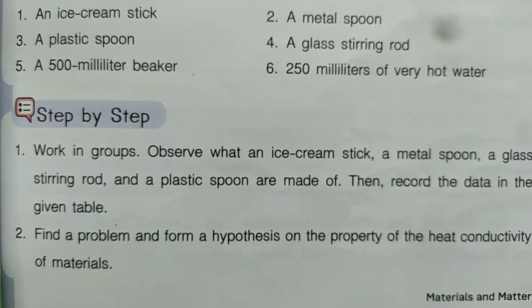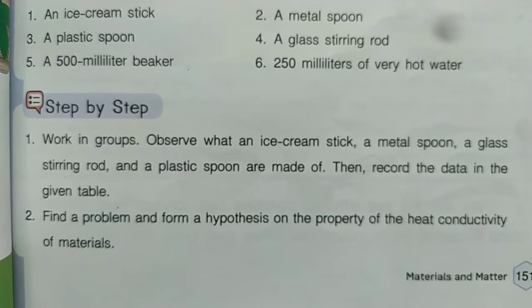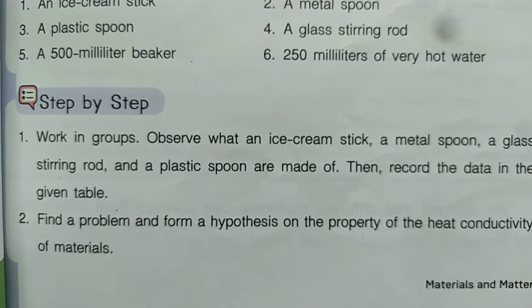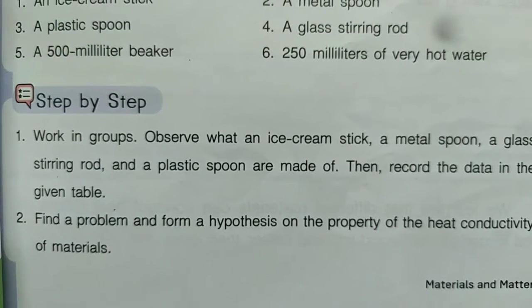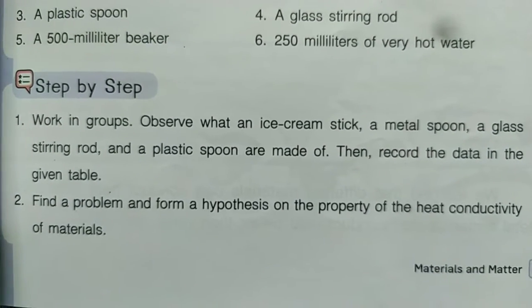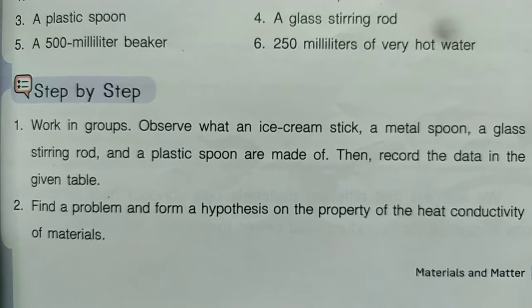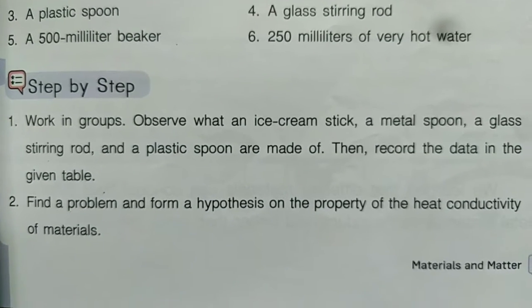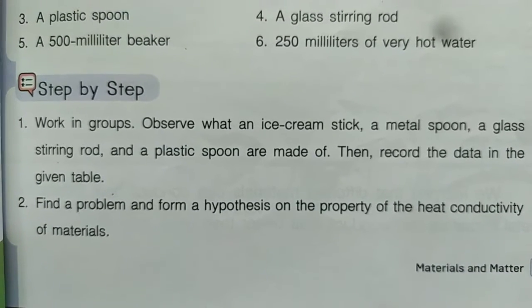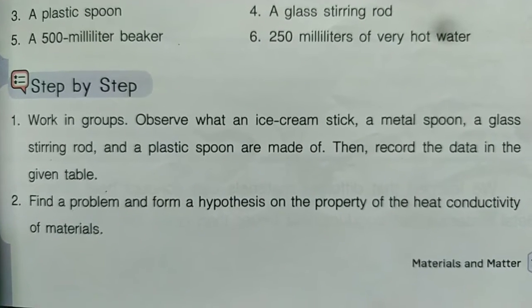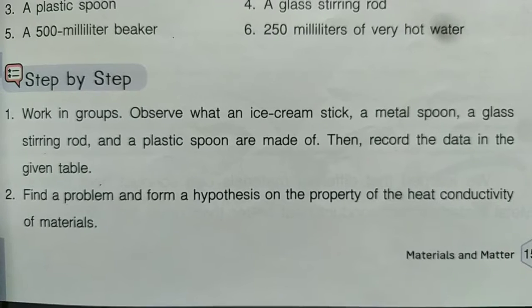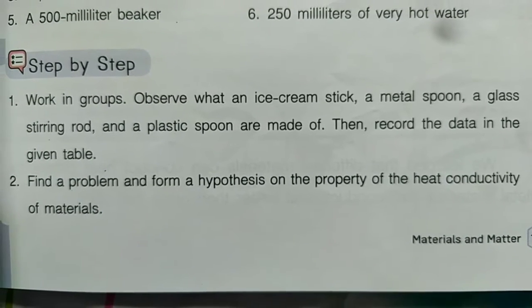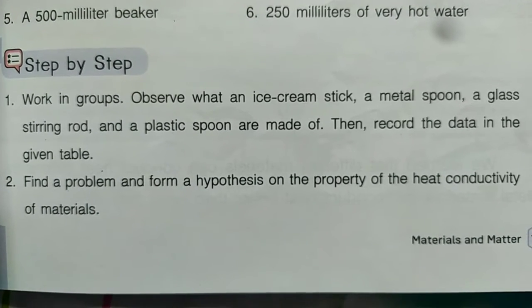Alright? So we have the step-by-step process. Number one, work in groups. That you cannot do now because it's a pandemic. You're at your home. Well, you can just try to work with somebody else there. Observe what an ice cream stick, a metal spoon, a glass stirring rod, and a plastic spoon are made of. Then record the data in the given table. The given table is on the next page.